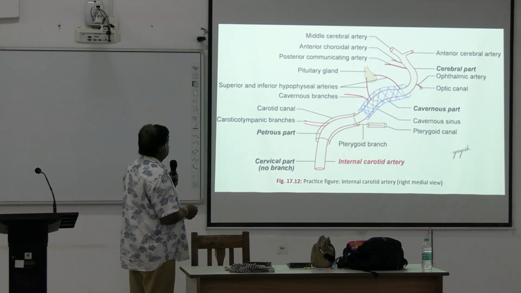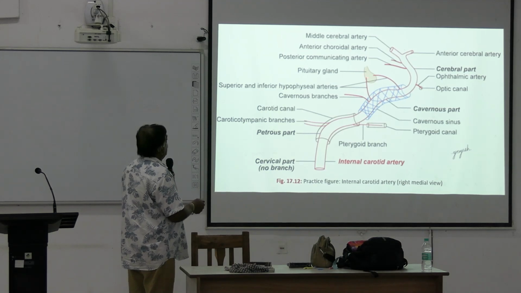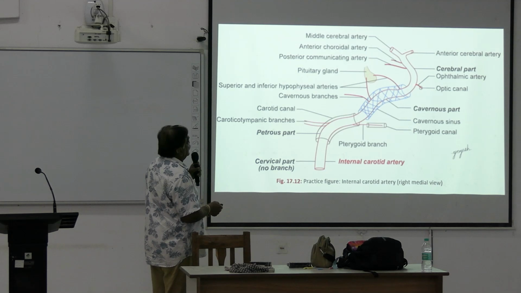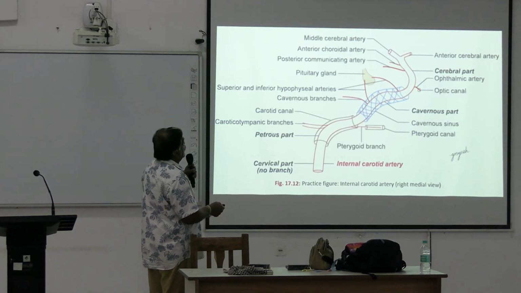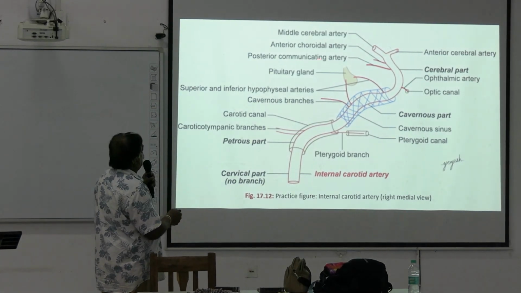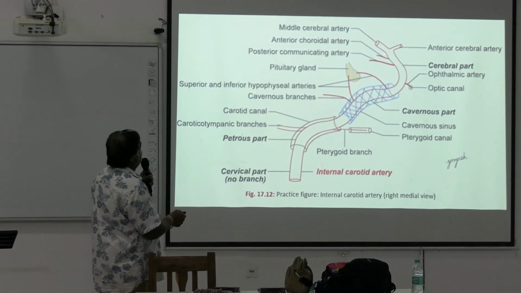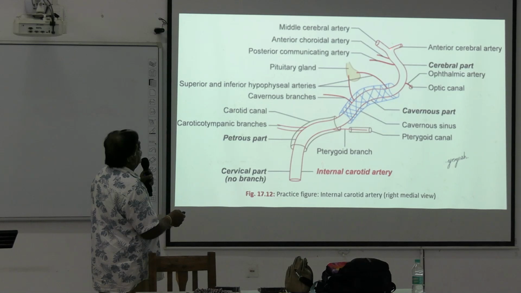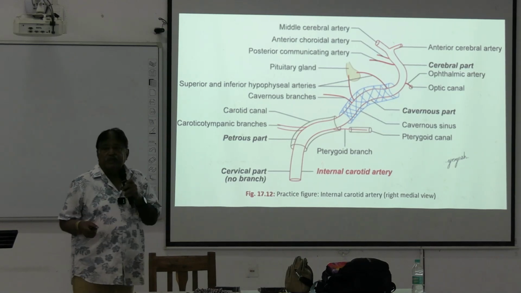Now the cavernous branch here, because this is in blue, which is the cavernous sinus, the cavernous part of the internal carotid artery. It supplies the pituitary gland: superior and inferior hypophyseal arteries. And this is the optic canal, where the ophthalmic artery enters. The cerebral part gives the posterior communicating artery, anterior choroidal artery, middle cerebral artery, and anterior cerebral artery. This forms the circle of Willis.